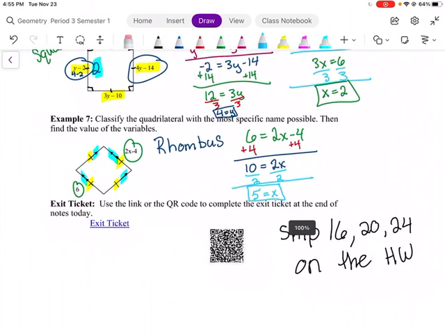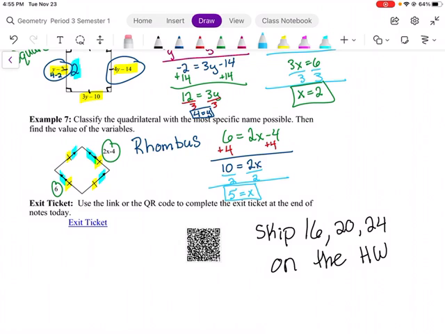With all of this information, you should be able to complete the exit ticket. Again, if you're doing this on paper, you can scan the QR code, and then if you're doing it on your virtual notes, you can click the link for the exit ticket. Once you're done with that, you can start the homework.